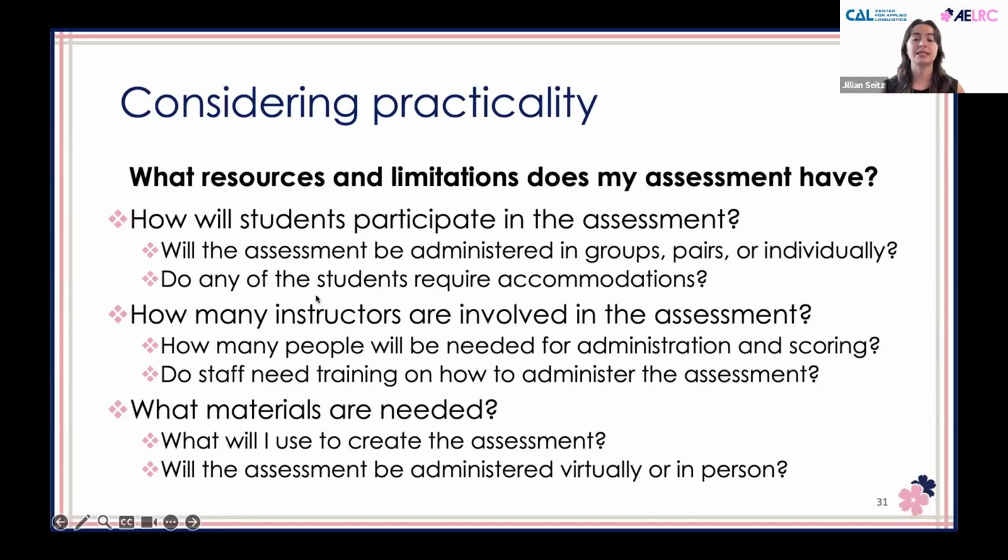And lastly, what are the materials that you need? Will your students need papers or pencils? Will you need to print the test ahead of time or prepare the rubrics? And importantly nowadays, is the assessment going to be administered online or in person? Will you need to make sure that your students have Wi-Fi access or headphones? This is all very important for practicalities.